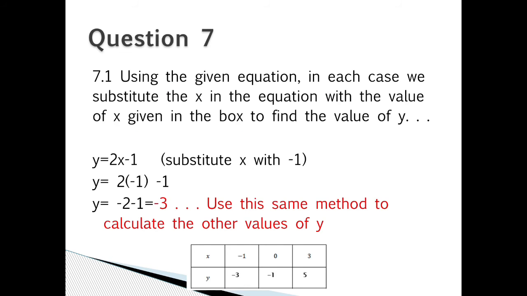In question 7.1, using the given equation, in each case we substitute the x in the equation with the value of x given in the box to find the value of y. y is equal to 2x minus 1, substitute the x with minus 1. y is equal to 2 times minus 1, minus 1. y is equal to minus 2 minus 1, which is equal to minus 3. And this is the same method you use to calculate the rest of the items.